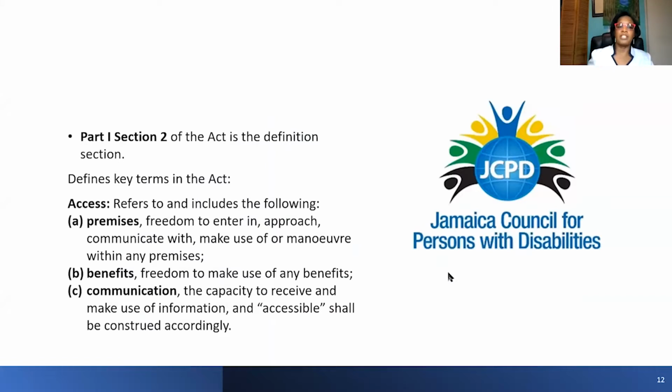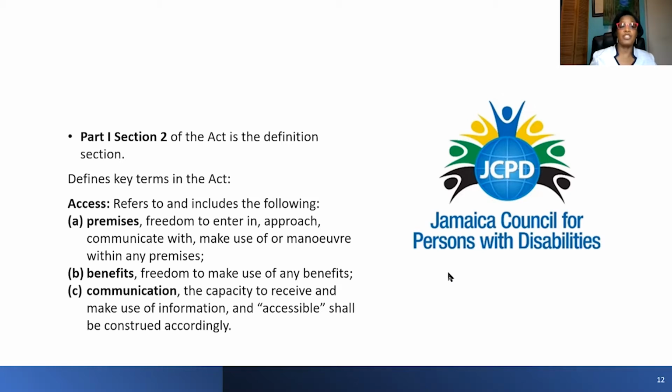Part 1, Section 2 of the Act highlights the definition which speaks to access. Access refers to and includes the following 3 areas. Access to premises, which means the freedom to enter, approach, communicate with, make use of, or maneuver within any premises. So if someone in a wheelchair can enter a doorway or a room without any difficulty, it means they can access the premises readily.